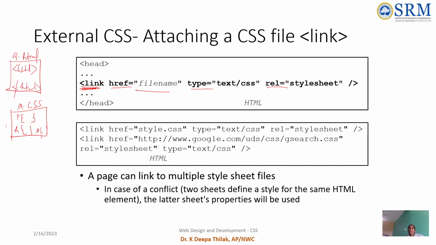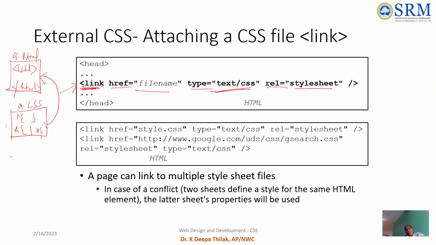I want to link the CSS to my HTML. That is possible with the help of this link. Href is the file name, type equal to text slash css, so it represents it is a text file and the format extension is CSS. Rel represents it is a style sheet. Rel represents the relationship of this particular file I am linking to the current source file. Now this is a way how I can include my external CSS file into my HTML file.